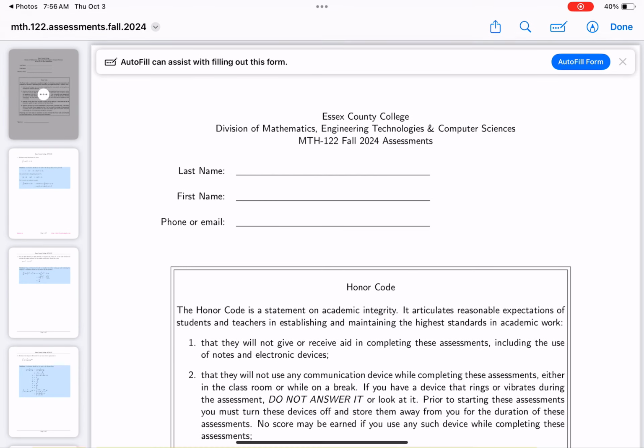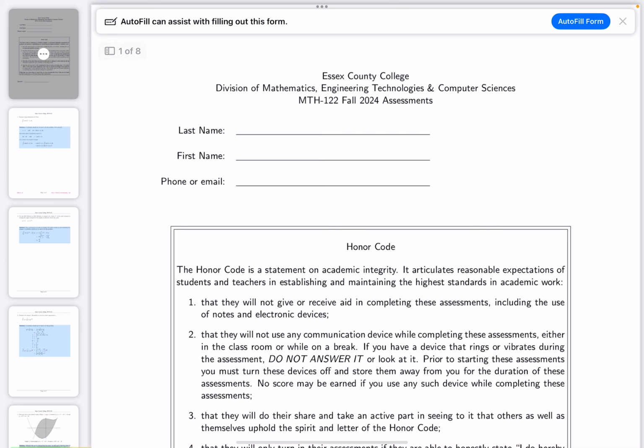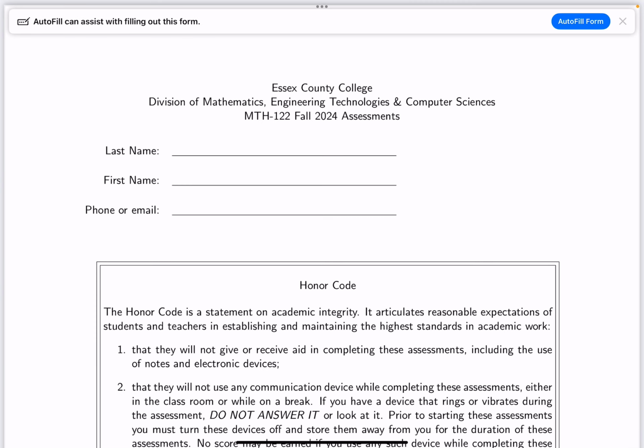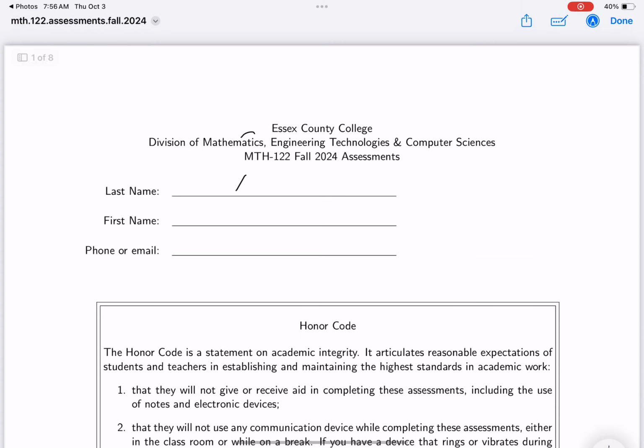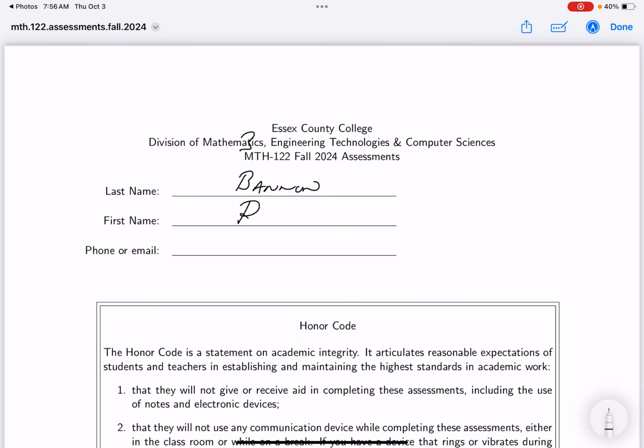All right, so let's take a look at it. We got the first exam, Math 122, fall 2024. First thing I would do is look at this first page, by the way. And last name, I'll put my name down, Bannon. Well, my first name is Ron.